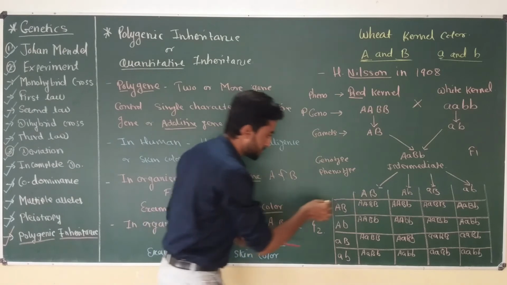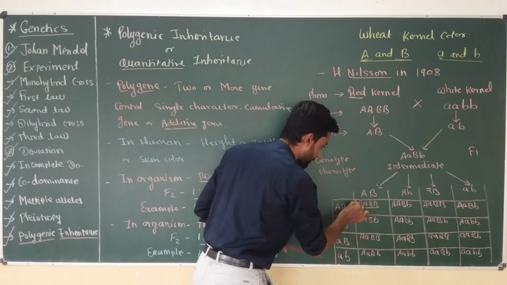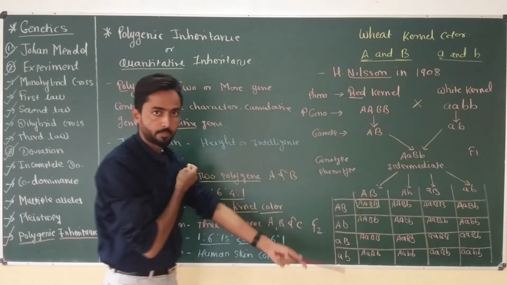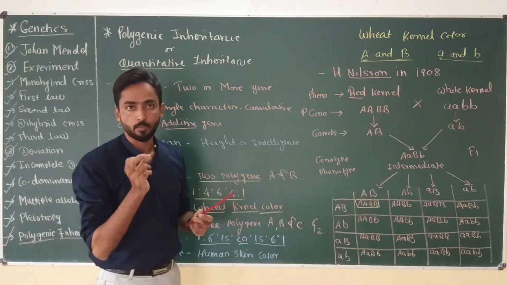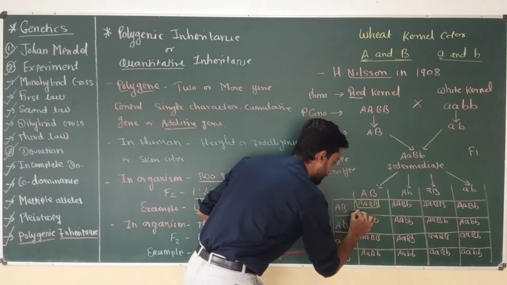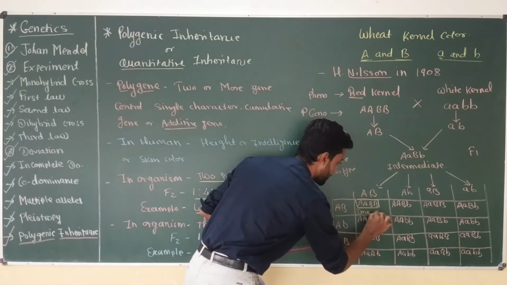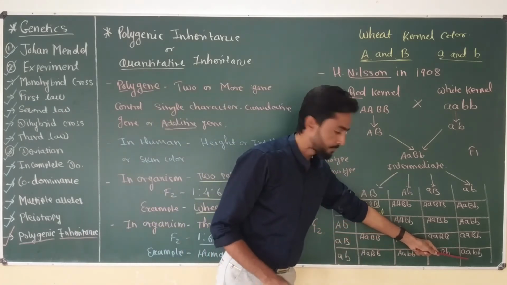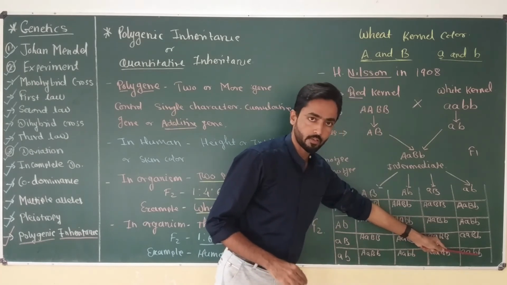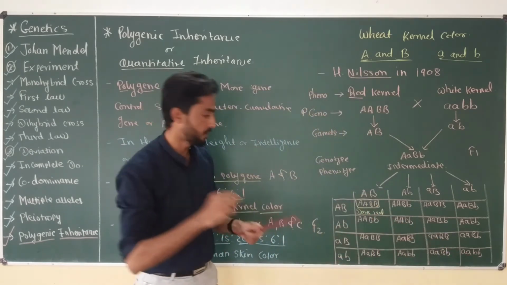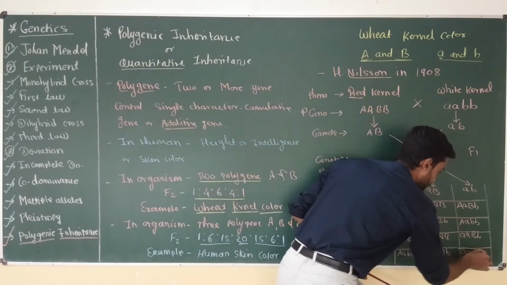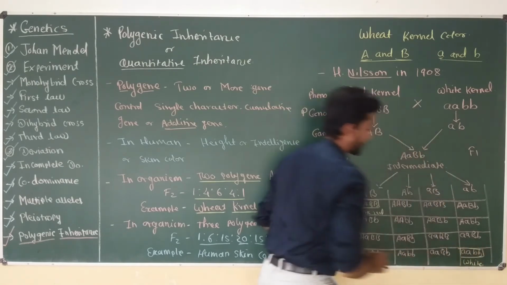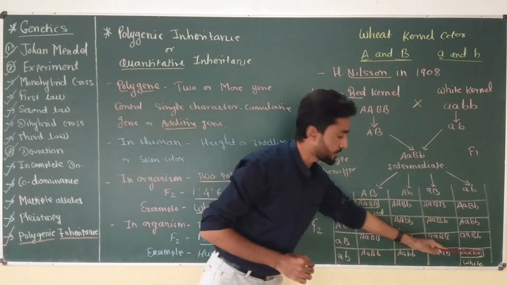So this organism, with capital A and capital B genotype, is going to produce the highest amount of red pigment and the color becomes dark red. Now the extreme genotype, that is small a small b, is not going to produce red pigment. So in this case the kernel color will be white. So these are the two extreme genotypes.